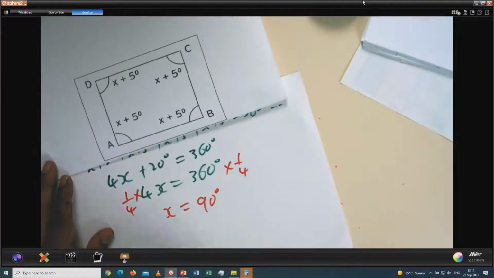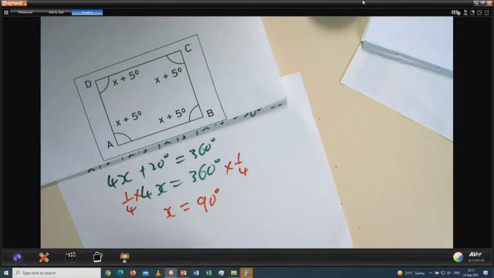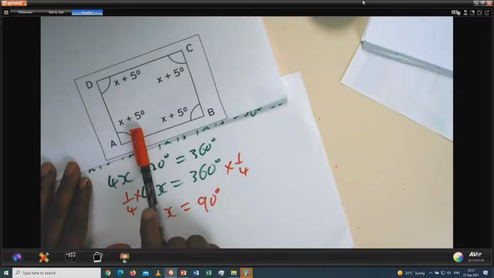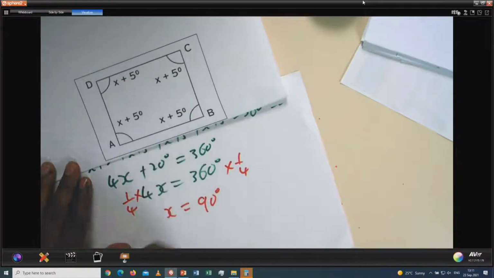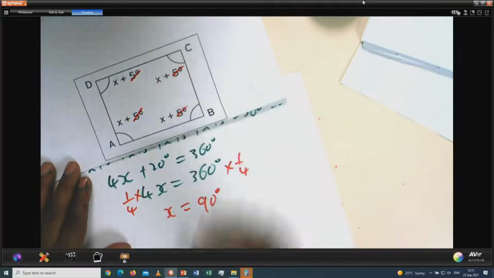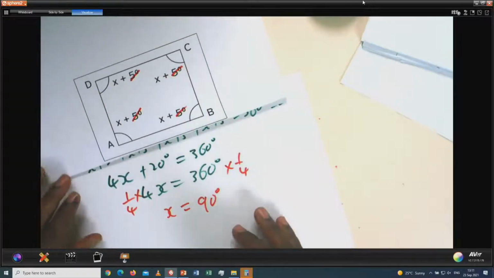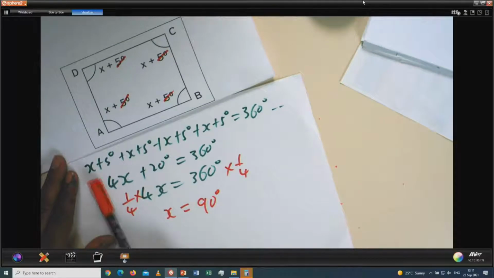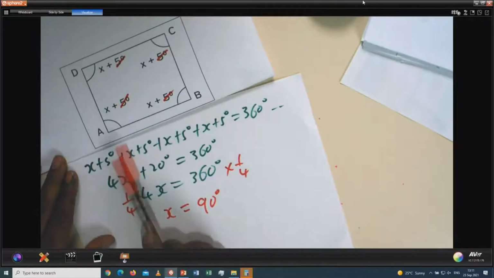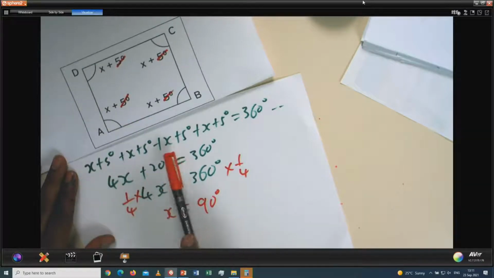Yes, I think there's something not right here. Maybe the 5 degrees is there by mistake, because if x is 90, then 90 plus 5 is 95, 95, 95, which is going to be more than 360. Let's see, did we do everything correctly? 1, 2, 3, 4. 1, 2, 3, 4. Yes, we did everything correctly. And then the 5's, 1, 2.